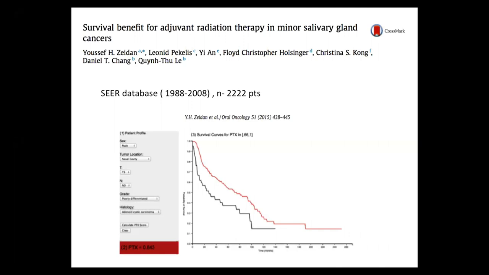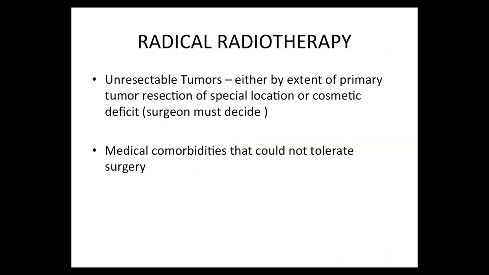for the patients. Now, radical radiotherapy, the indications are unresectable, inoperable tumors, or where the cosmetic deficit is too huge, where you will not get an R0, or maybe the deficit is so bad that the surgeon must decide whether to go ahead with resection or not. And in those with medical comorbidities that would not tolerate surgery, or those patients who have declined surgery. So these are three indications for radical radiotherapy.